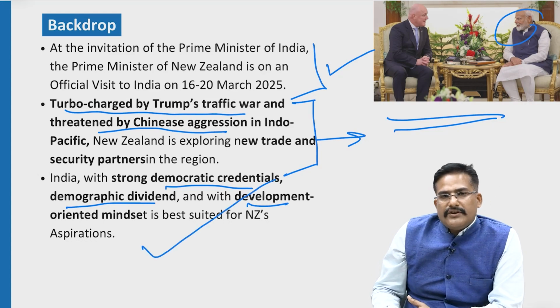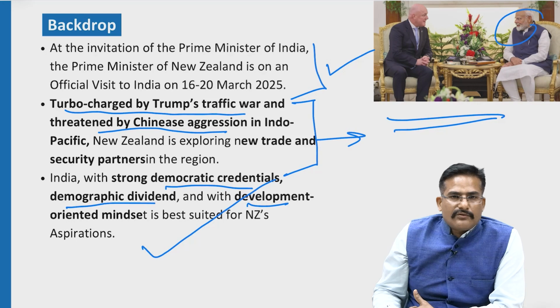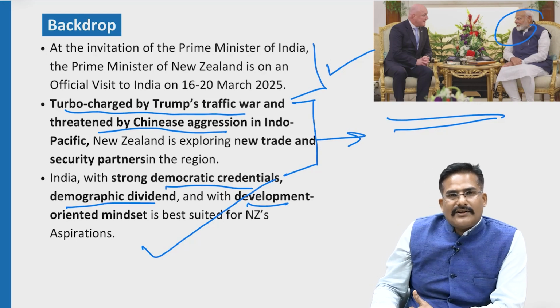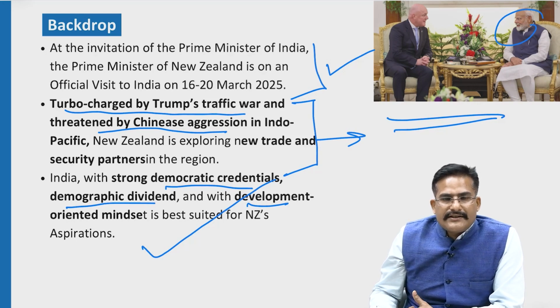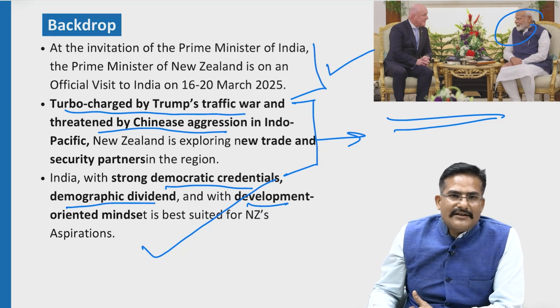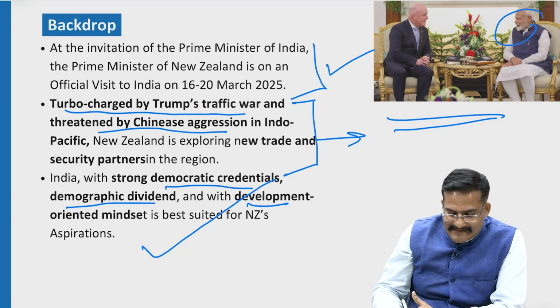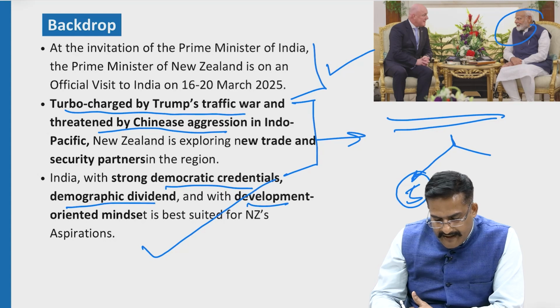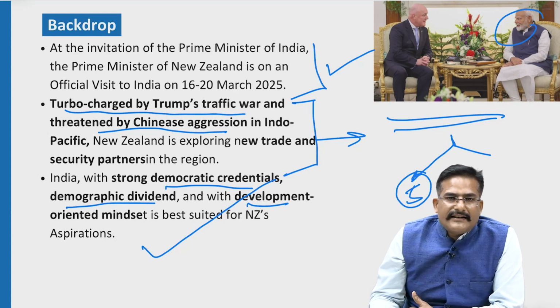That's why we need to understand the various aspects of India-New Zealand relations: what are the convergences, what are the conflict areas, and what cooperation we can do. Before discussing India-New Zealand relations, there are 5 Ds I would like to share with you today, and a few Cs related to New Zealand's relations.